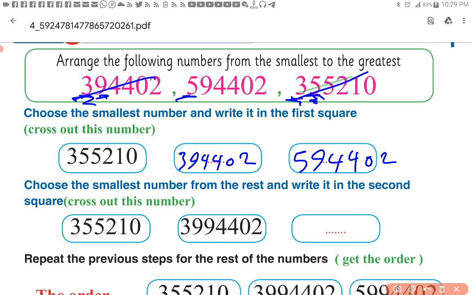Here choose the smallest number from the list and write it in the second square.